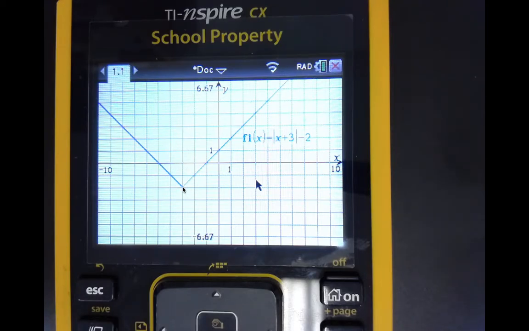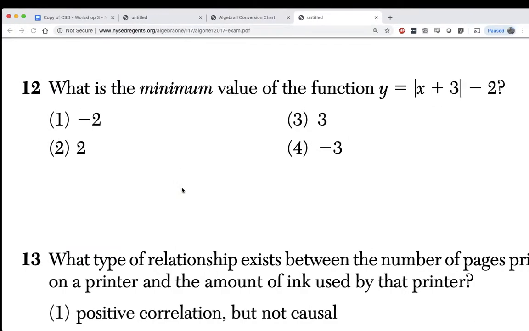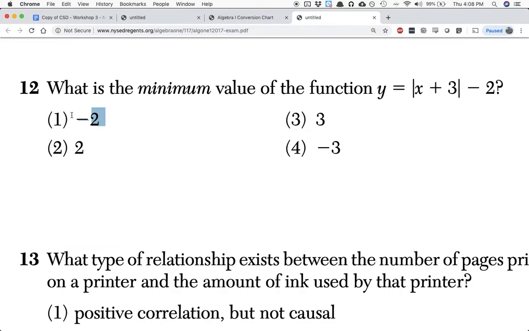The lowest point I'll ever hit in this graph is this coordinate right over here. So I got to care about the y value of it. That is why when I ask for minimum or maximum, I'm asking for y values, not x. So in this case, you've got to say negative 2 because that is the y coordinate of my vertex point over here. So the correct answer for this is answer choice 1. Your minimum value is always the y coordinate of your vertex. Negative 2 is the answer.